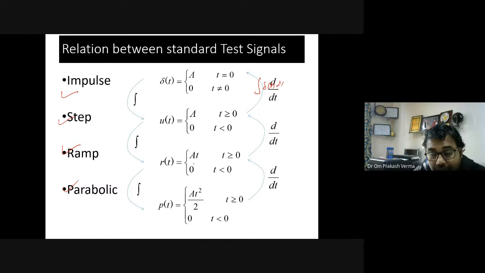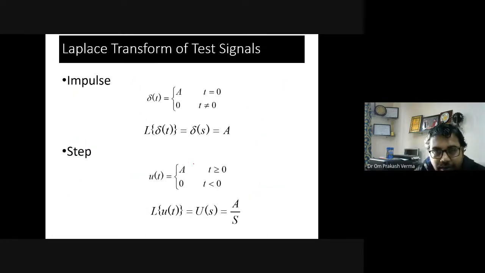We already studied these things in the signal system. I have taught. Okay. Now come to the Laplace transform. What is the Laplace transform of delta t? The Laplace transform of delta t is nothing. You can find out. Delta t का क्या होता है? Simple. जो आपका magnitude है, that is A, right? u(t) का A by s.